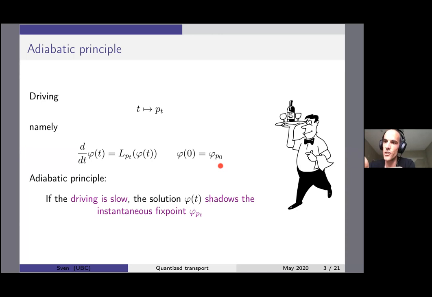Namely, the position of the bottle follows the instantaneous fixed point of my dynamics. And of course, you expect this to hold provided the rate of change is slow enough. If the waiter goes into the wall and this plate moves too quickly, then of course the bottle will fall and will not stay close to the instantaneous fixed point of the dynamics. Okay, so that's the principle. And again, there are various concrete situations where you can prove it.